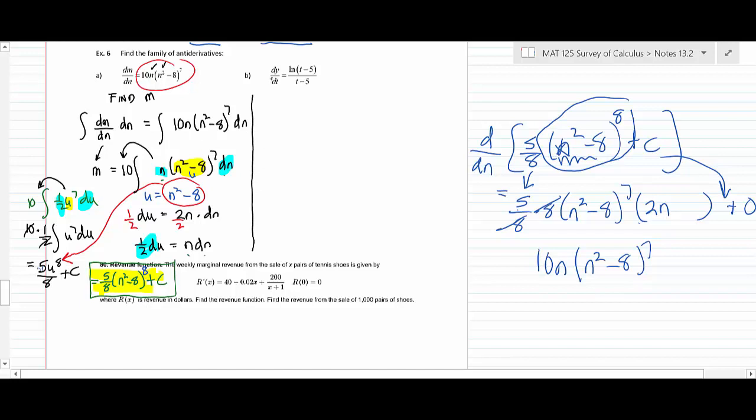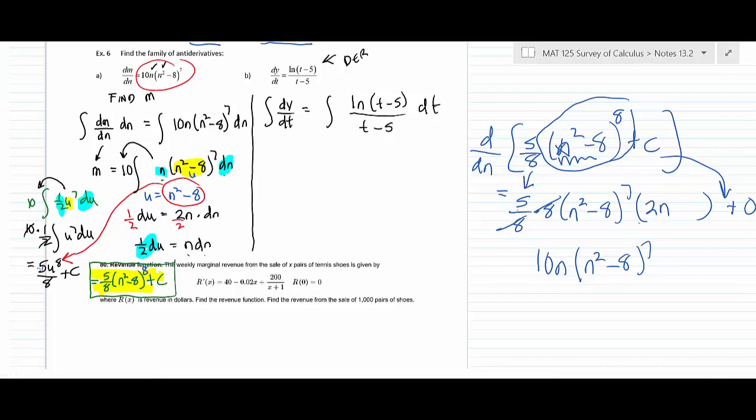This is dy over dt. That is a derivative. You're trying to find the function that has this derivative. So you can think of the right side as the derivative. You're trying to find where that derivative came from. So just like the last problem, we're going to do the integral of both sides. On this side, we're going to do integral of ln(t minus 5) over (t minus 5), and then we're going to use dt. Why dt? Because the variables match up. The expression has a t in it, so dt is what you're going to have.